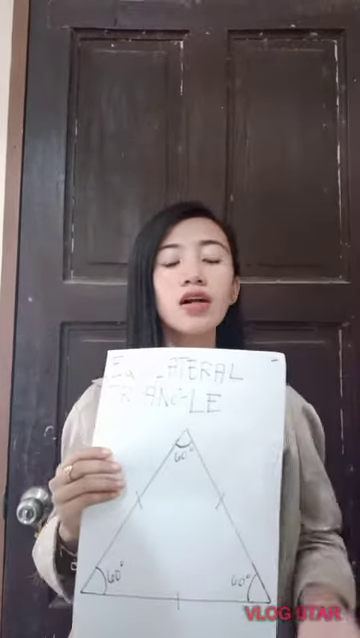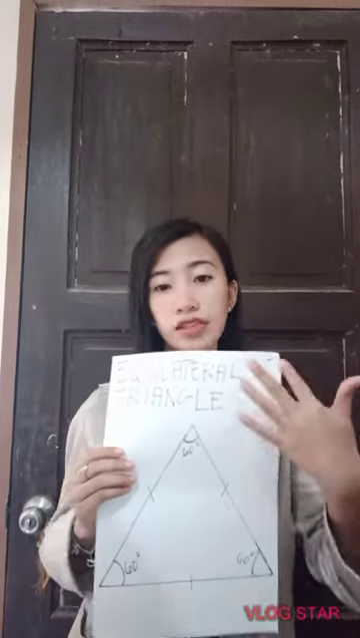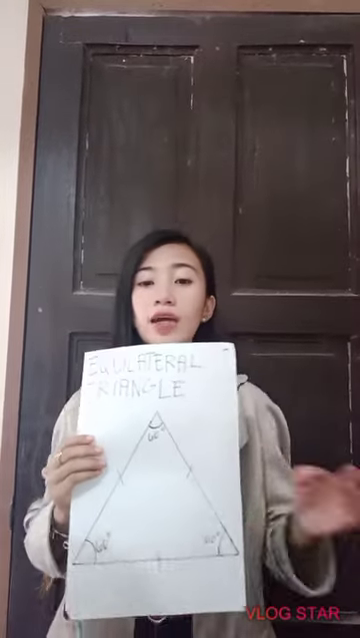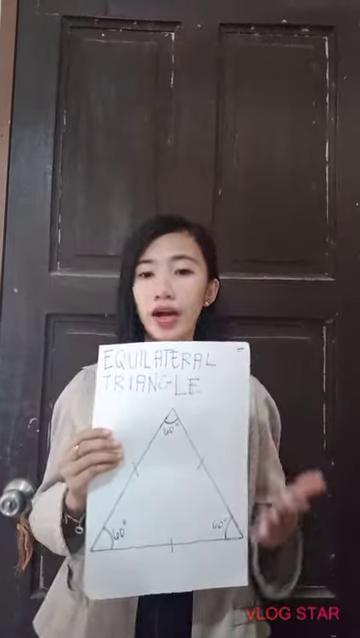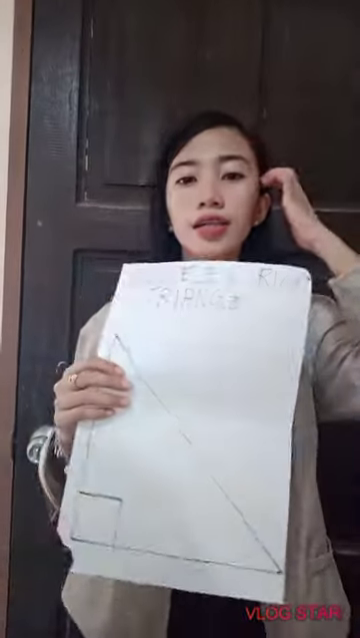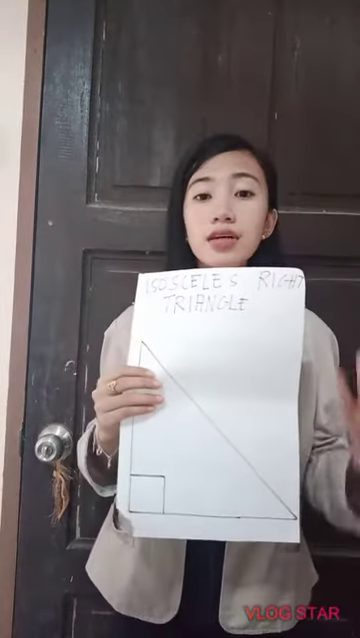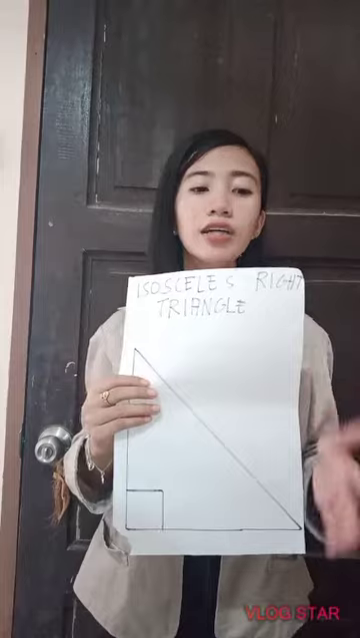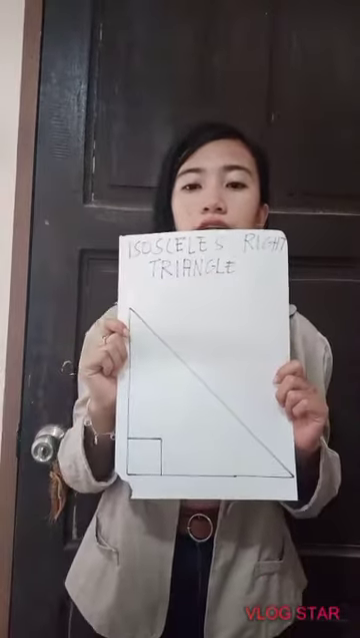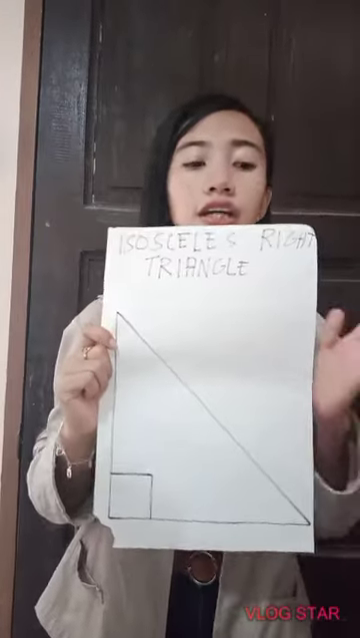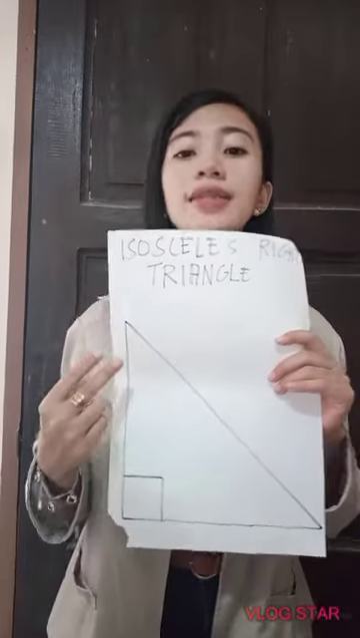An equilateral triangle is also an equiangular triangle because each angle measures 60 degrees. That's why an equilateral triangle is also an example of an equiangular triangle. Another example is the isosceles right triangle. An isosceles right triangle is a right triangle with 2 congruent sides. This is the illustration of the isosceles right triangle. This illustration shows that there are 2 congruent sides.